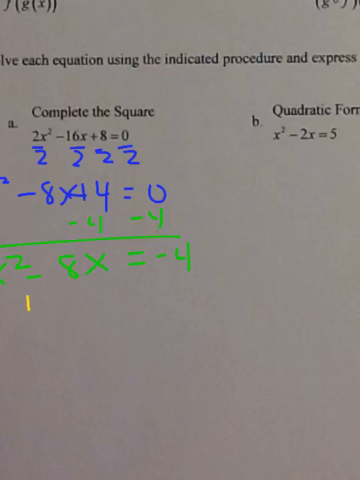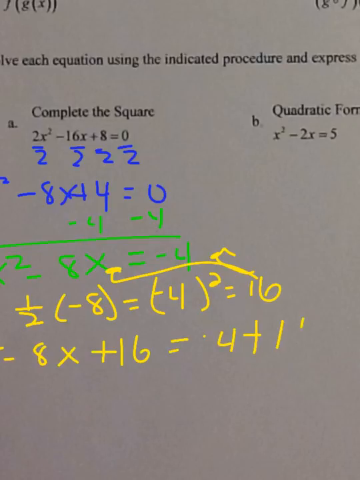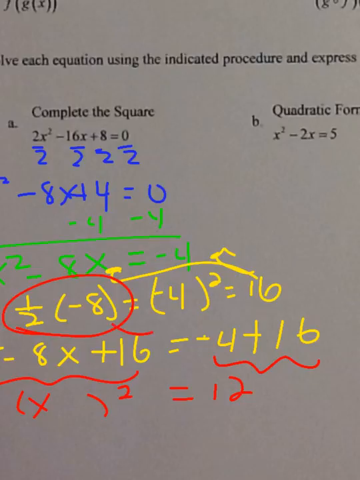Now I do half of the b value, which is negative 8. That's negative 4. Square it, we get 16. And I add that on to both sides. So that is x squared minus 8x plus 16 equals negative 4 plus 16. Negative 4 plus 16 here is 12. And then I factor this, and remember I get the same factor, so it's my factor squared. So it's x. And then remember what goes in here is what you got when you did half of b. So when I did half of b, I got negative 4. So it's x minus 4 squared.